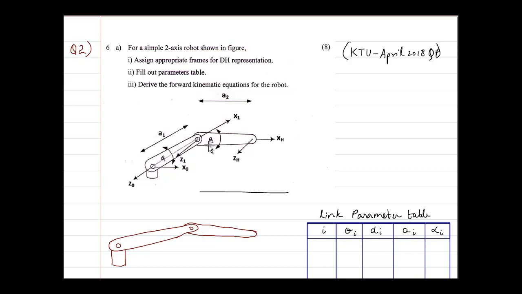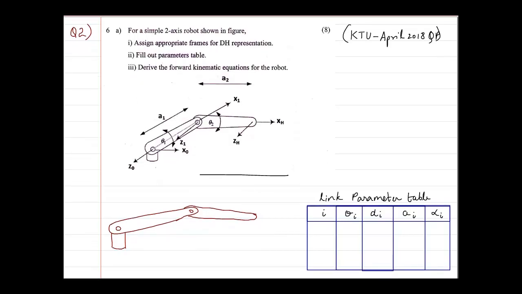Now, even though they have written assign appropriate frames for DH representation, actually the frames are already drawn. So actually only the second and third parts are what is required to be done. But suppose we had got the question without any of these, then how would we have come up with these frames, and how will we do it? We'll have to look at it by doing the question.